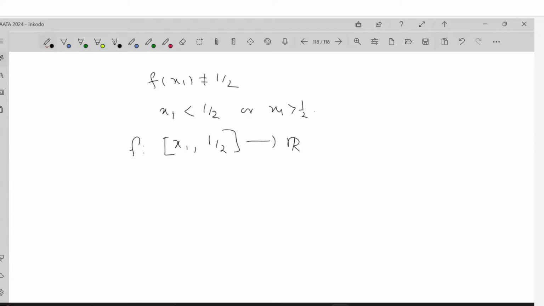Again you use the fact that it assumes only rational values. So that implies the function should be a constant function. So from there you get the contradiction as well. That means no such x1 will exist. Is it clear? Just you need to consider this.